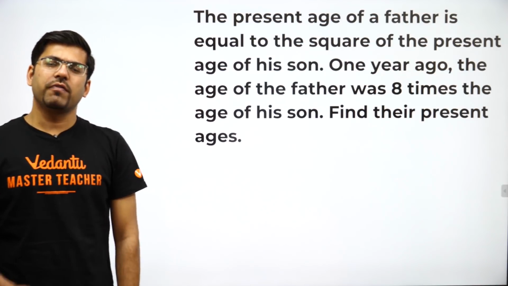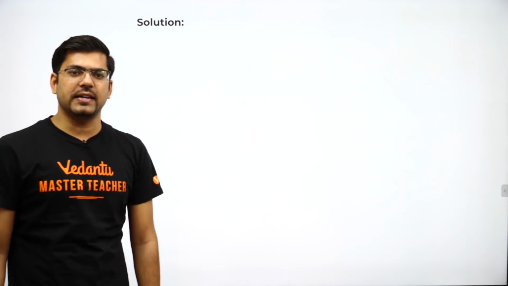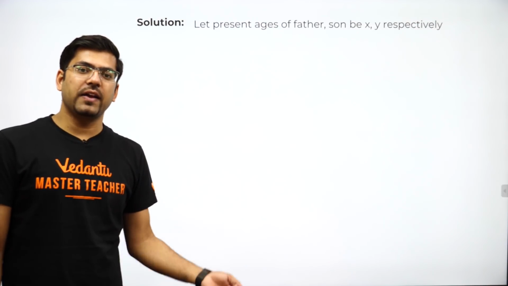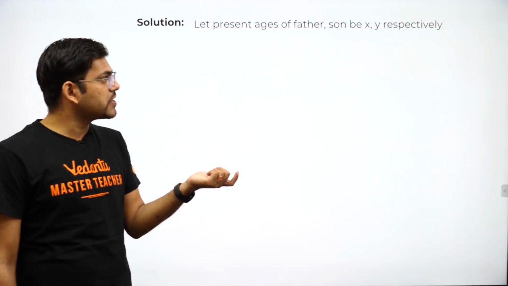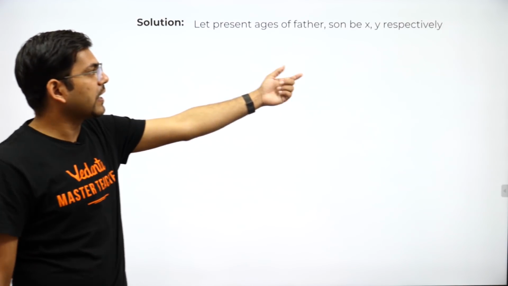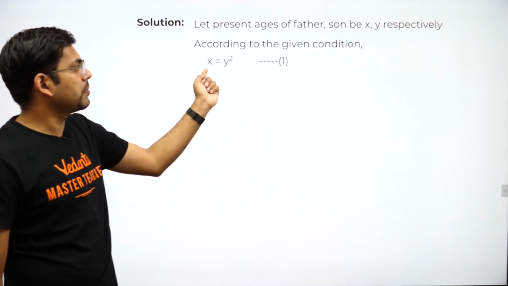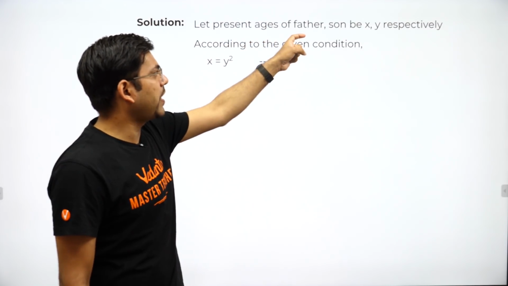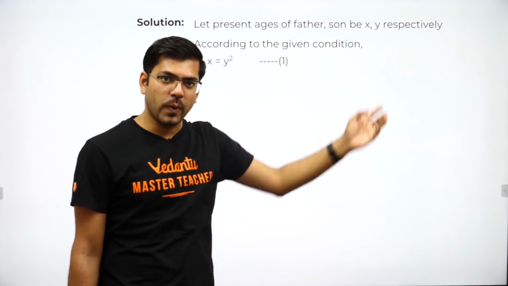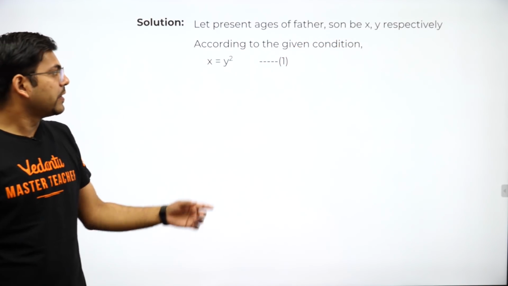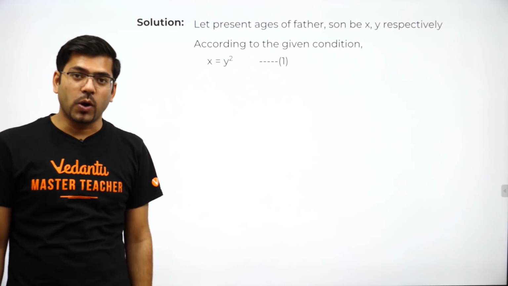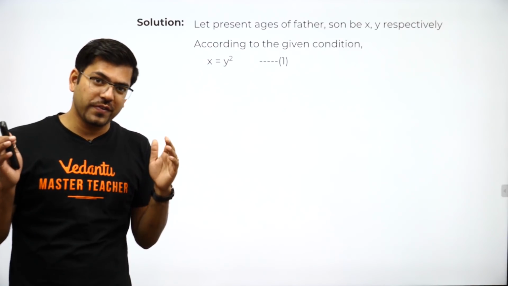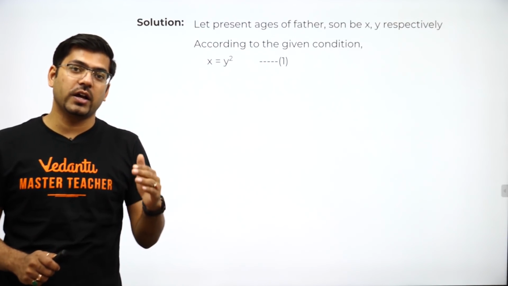So what we will do, we will assume the age of son to be x. So first of all, let the present age of son be x. Sorry, here I have assumed father's age to be x and son's age to be y. So if son's age is y, then x will be equal to y square, because father's age was equal to the square of the age of son. That was given in the question.